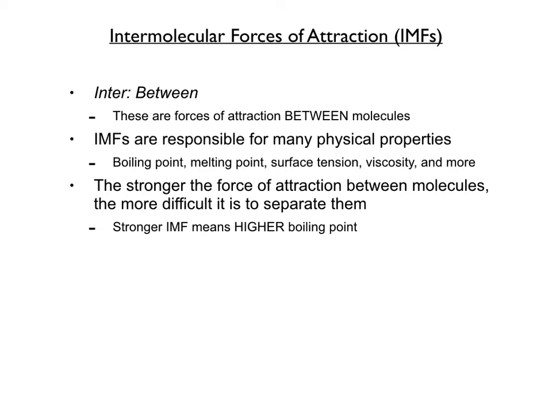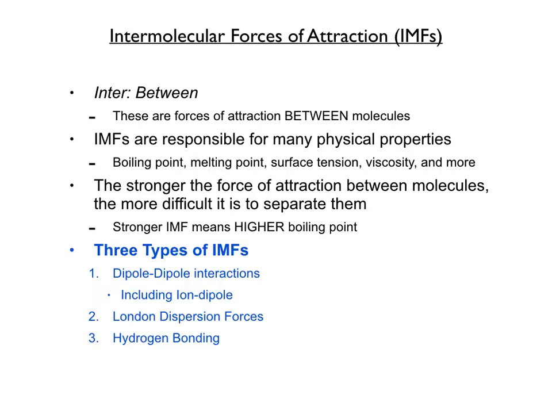And in general, the stronger the force of attraction between molecules, the more difficult it is to separate them. Another way of thinking about that is the stronger the IMFs present, the higher the boiling point of that molecule, the more energy we would have to put in to turn this from a liquid to a gas. There's three types of IMFs that we're going to go over, and shown here in blue. The first is dipole-dipole interactions, and we'll look at a subset called ion dipole, London dispersion forces, and then hydrogen bonding.